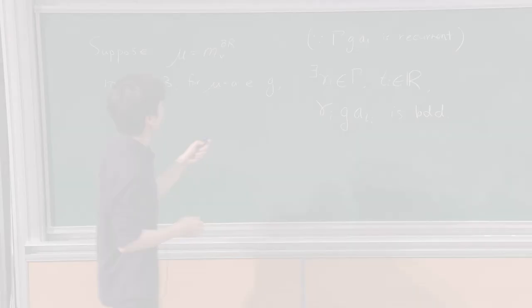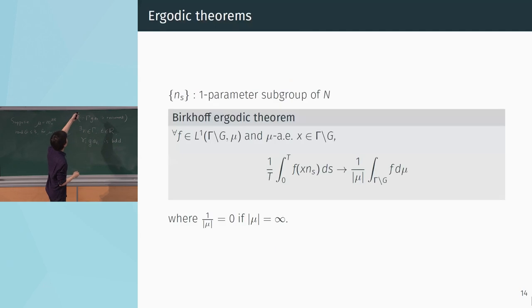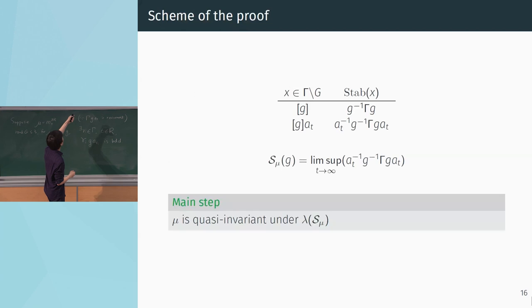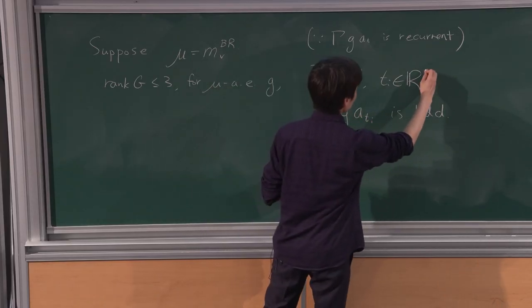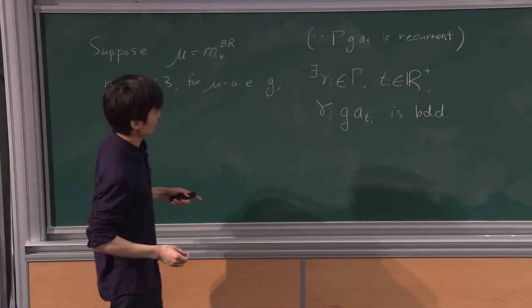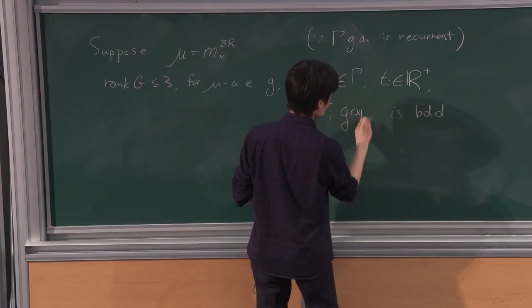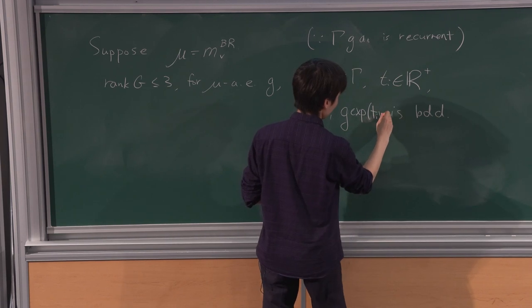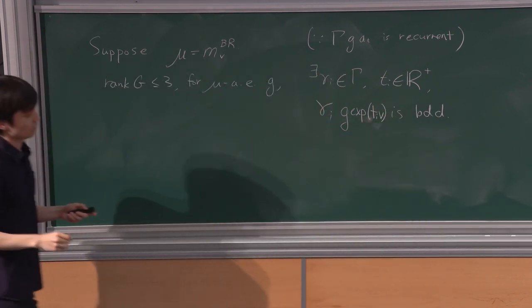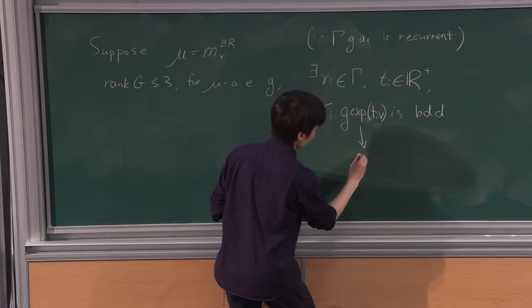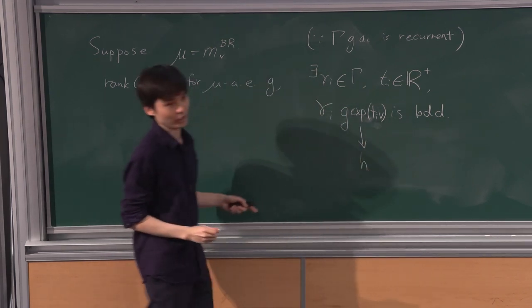So if rank is less than 3, a sub t_i is in the positive direction. Maybe x t_i v is bounded. After passing to a subsequence, this converges to some element h.